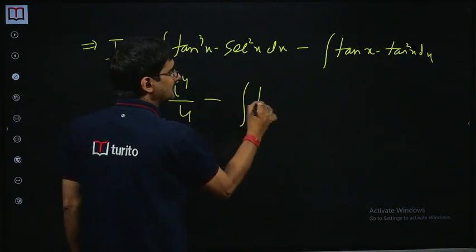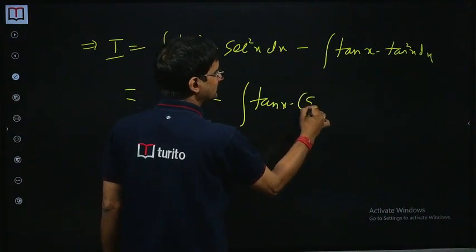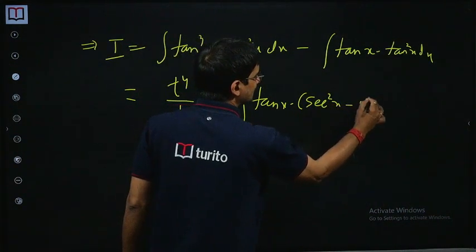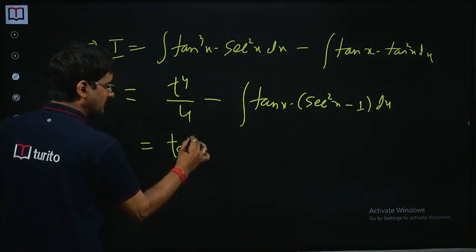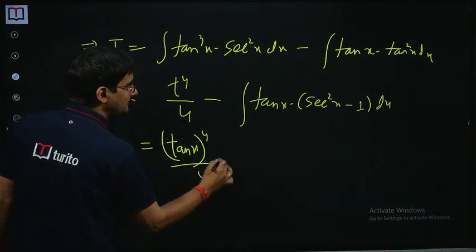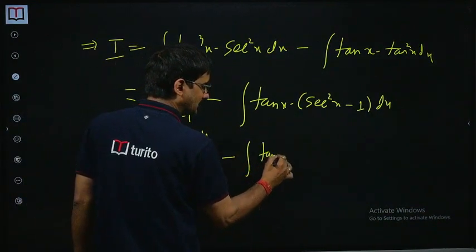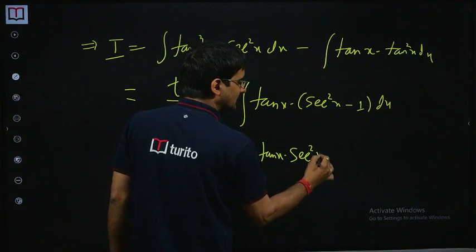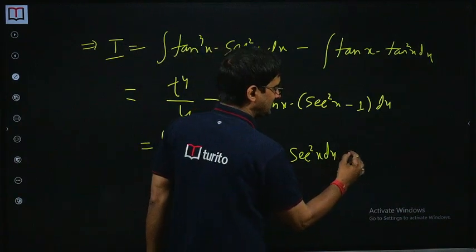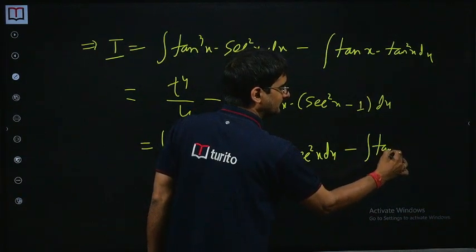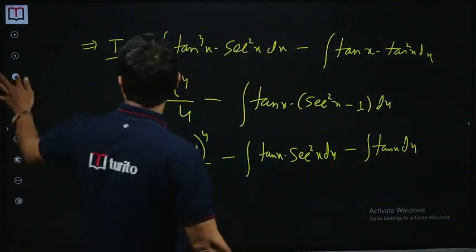So as I said again, the same thing into sec square x minus 1 dx, so it's t raised to the power 4, which is tan x raised to the power 4 by 4, minus tan x into sec square x, again tan x as t, so it's t square by 2, isn't that, and then minus integral of tan x. So integral of tan x we all know is ln of mod sec x.